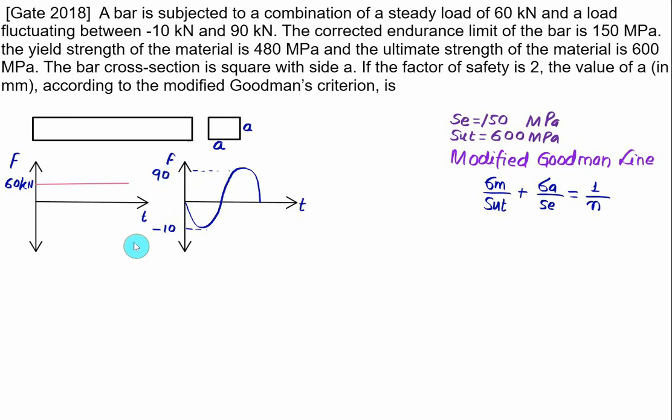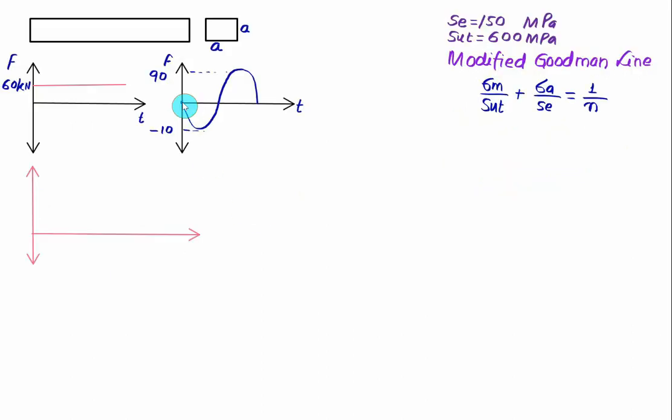These two diagrams will overlap and we'll get the final load acting on the rod, which is a fluctuating load. So at this point we have 0 plus 60, so we'll start with 60 here. This one is the resultant load. Then we have -10 plus 60, which is equal to +50. So we come down to 50. This one is the minimum load. Then again we come to 60 when the fluctuating load is 0.